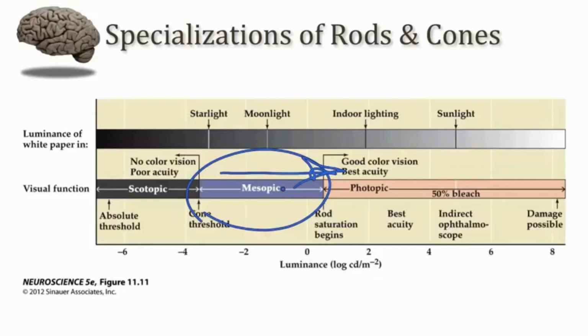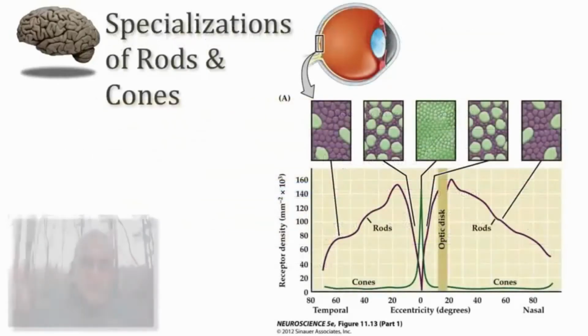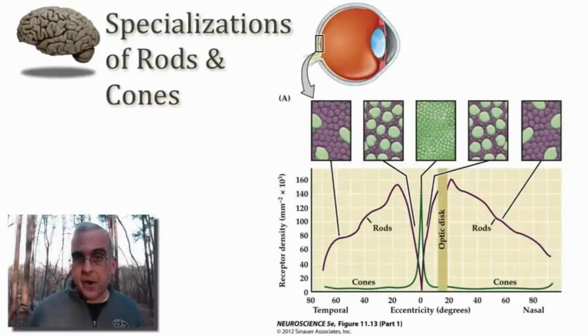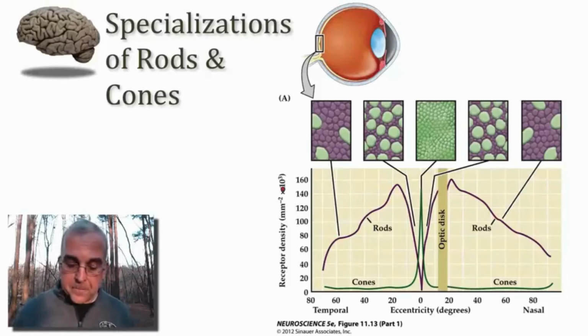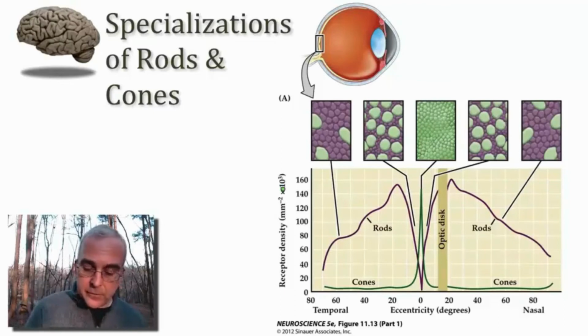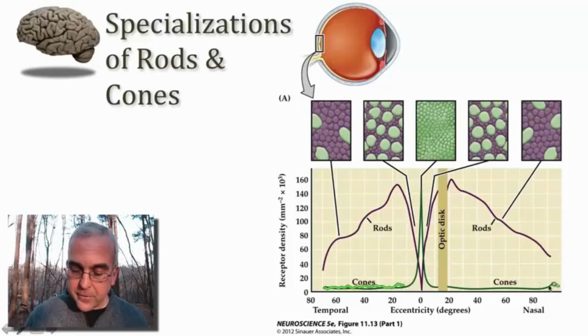Well, one final specialization to consider is the distribution of rods and cones across the retina. I've already mentioned earlier that in the center of our vision we have a very high density of cones, and here's what this looks like. So what we have in the plot here down below is the distribution of cones, shown in green, and very low levels in the peripheral parts of the retina.